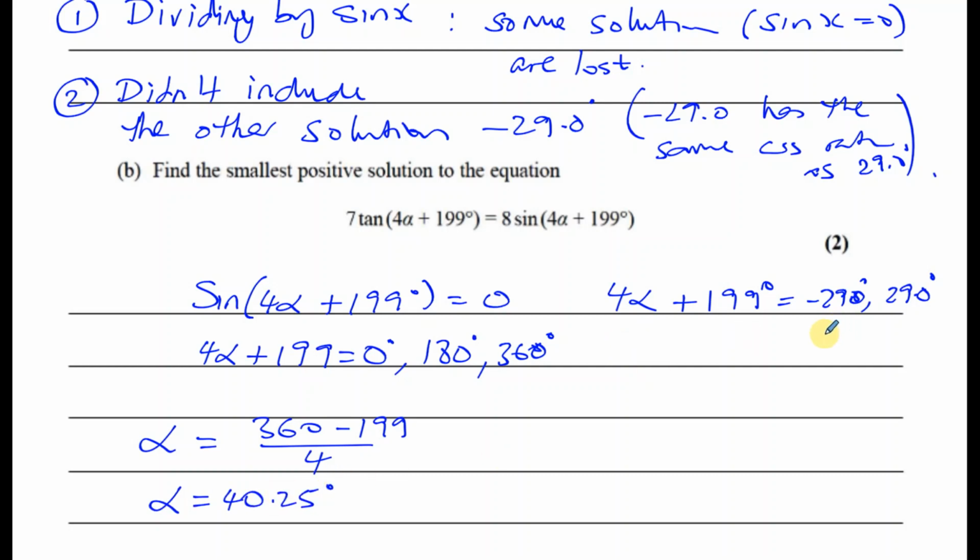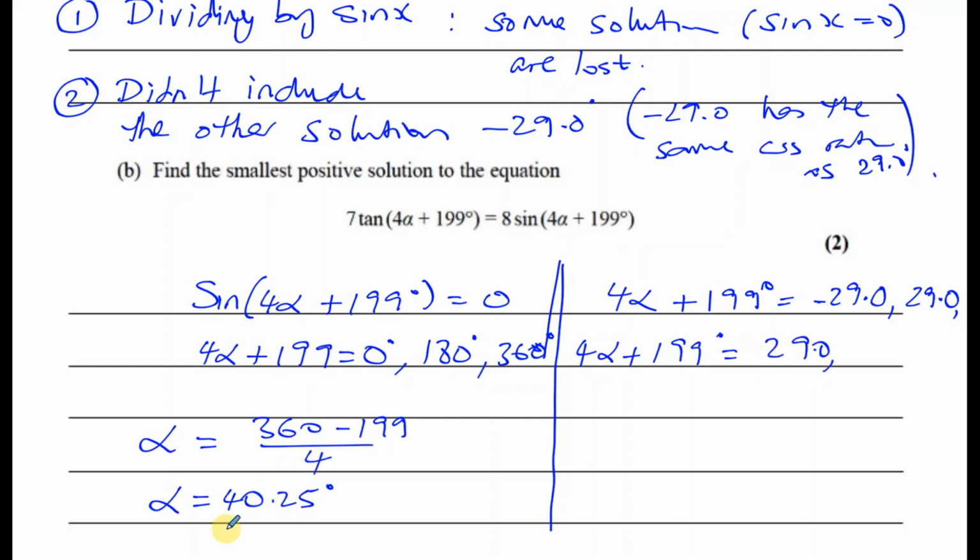But from here, that's not, it looks like 290. Let me just make it clearer, it's 29.0. That's a possible source of mistakes. Minus 29.0 and 29.0: both of these are going to give me negative values. So I've got to continue and find the other solutions. So 4 alpha plus 199. The main solution I got was 29.0. The other solution, for cosine, is 360 minus that.